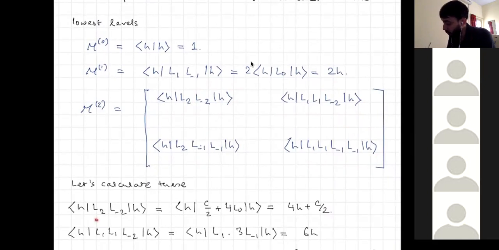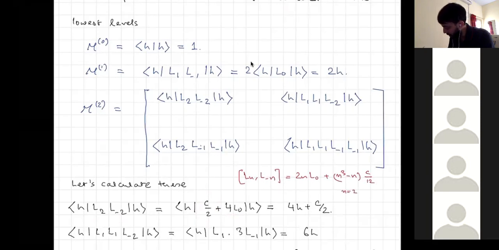So let's do this one first. This is L2 with L minus 2. This is going to be nothing but 4L naught here, and there is going to be a c over 2 here. Just remember that Ln with L minus n gives you twice n L naught plus n cubed minus n, times c over 12. So if you have n equal to 2, this is 8 minus 2, times c over 12. So this is the c over 2 that you see out here.